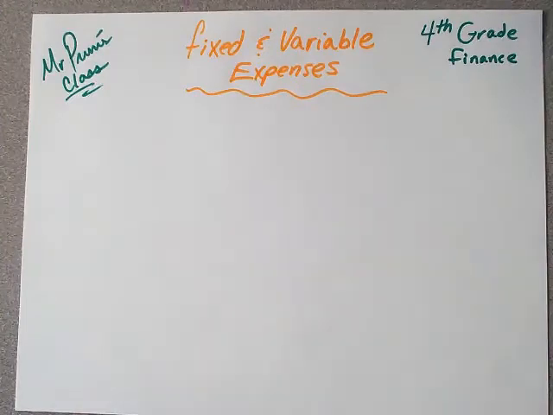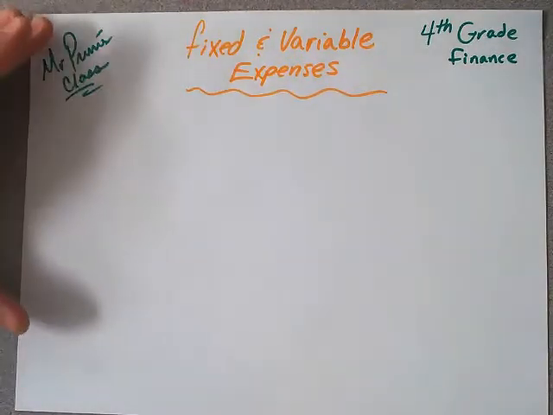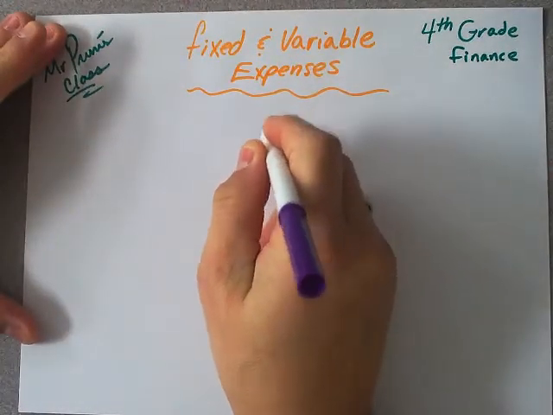Okay, so we're looking at finances, elementary, intermediate. This is going to be geared towards fourth grade. This could probably also work between third and fifth and possibly even beyond that, since this stuff's basically all the same every year. So we're going to look at fixed versus variable expenses.